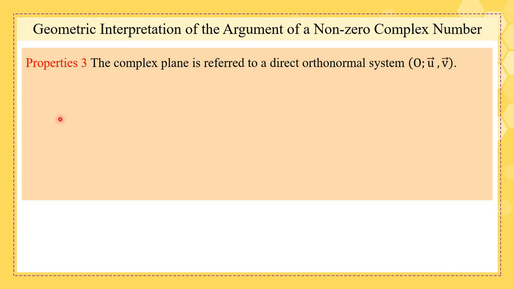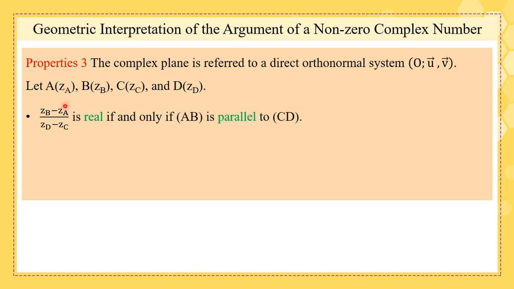Now let's see the third kind of properties, for the geometric interpretation. Take A, B, C, and D. (zB minus zA) over (zD minus zC) is real if and only if AB and CD are parallel. So real means that the argument is 0 or pi, and an argument of 0 or pi, or an argument of k pi, means that the lines are parallel. Pay attention, line AB is the vector in the numerator, and line CD is the vector in the denominator.